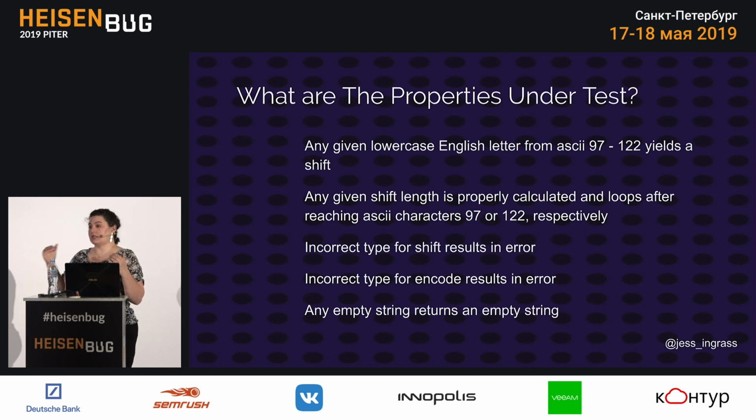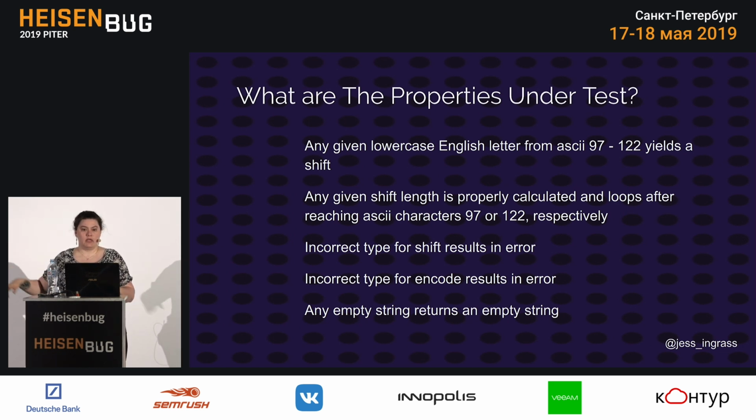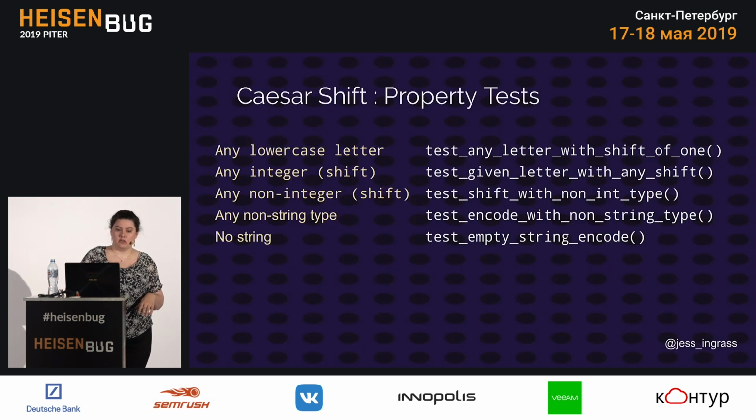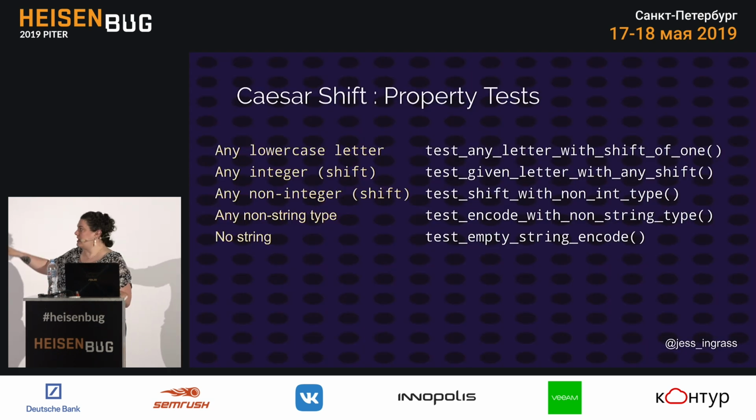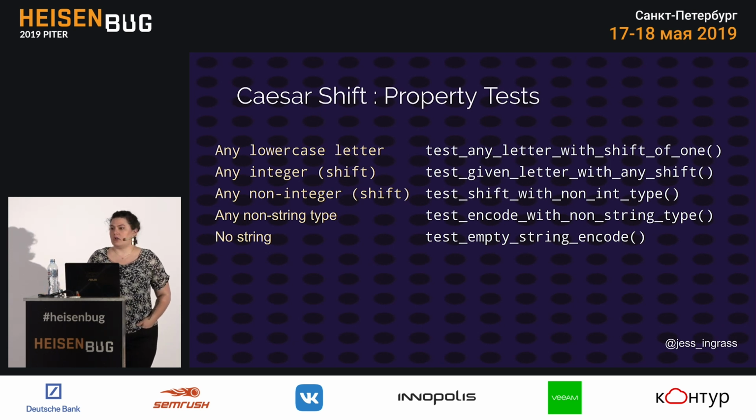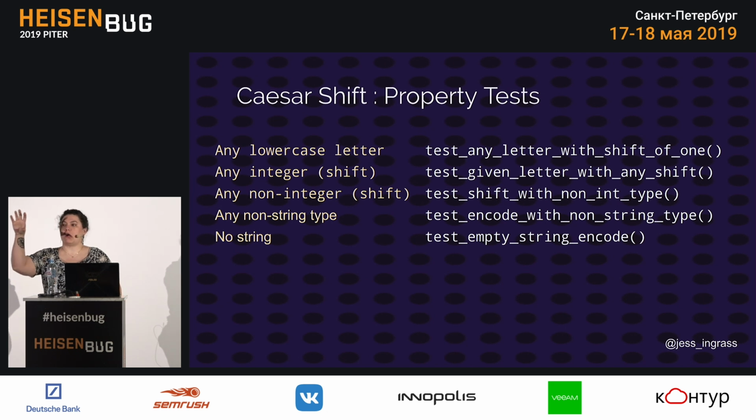If there's an incorrect data type, it should throw an error of some kind. And my empty string should return empty because I wrote the error code for that, so that's the behavior I expect. So I'm going from those 8 examples that I gave you, and now I'm moving to 5 test ideas. And these tests are designed to capture the properties.